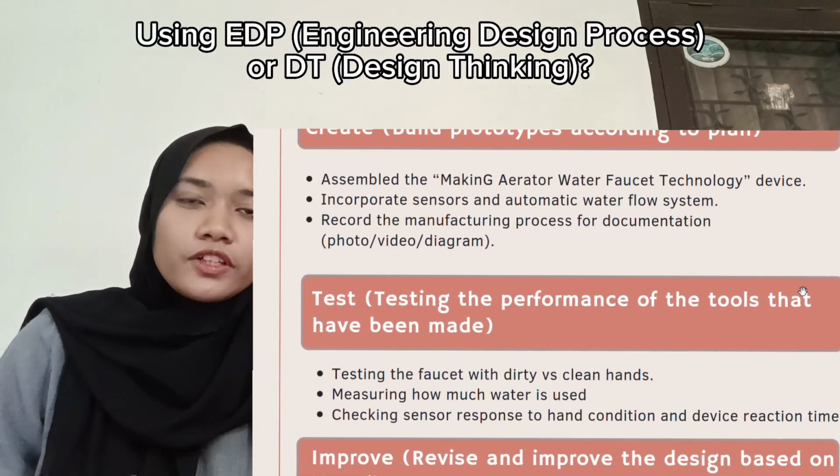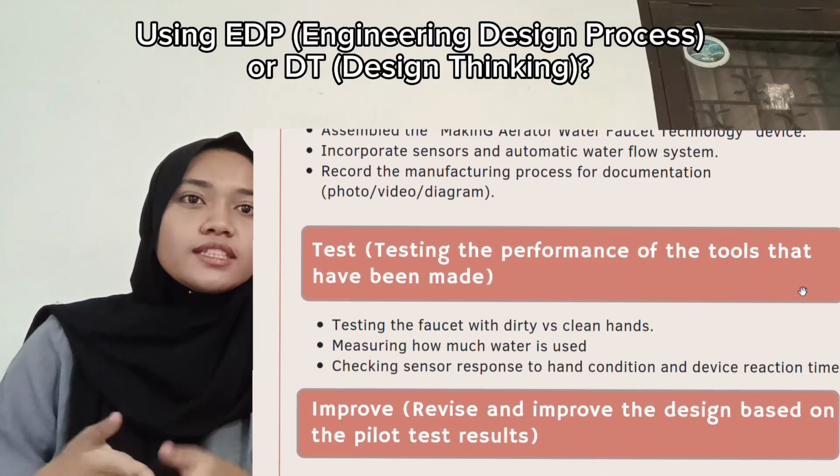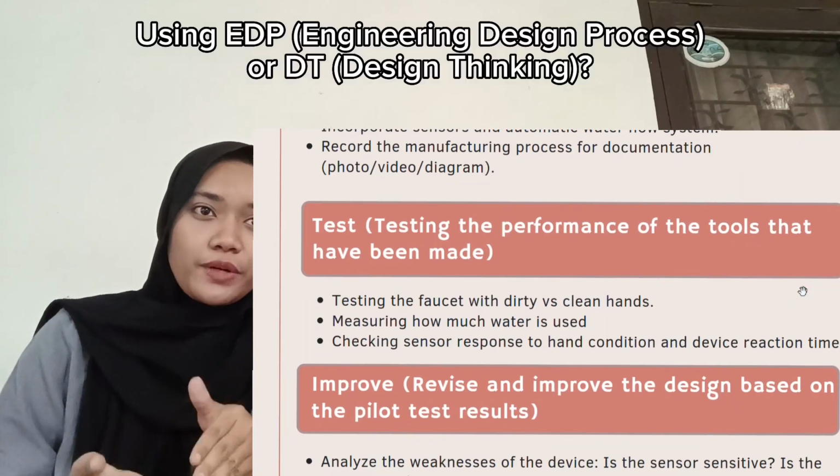Next is test, or testing the performance of the tools that have been made. Here, students test the faucet with dirty versus clean hands, measure how much water is used, and check sensor response to hand condition and device reaction time.